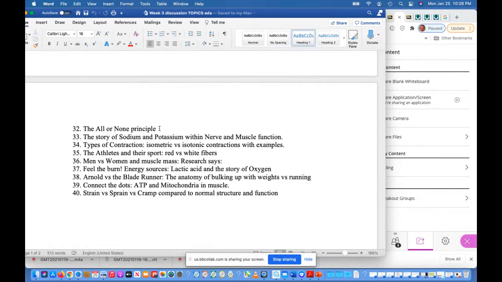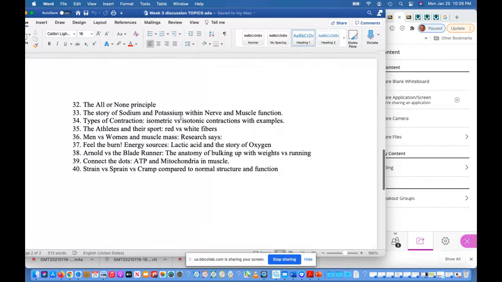The all or none principle is about nerve impulses going to muscle. The sodium and potassium with nerve impulse. So you're going to learn about depolarization and action potential. I also have this in some of my videos, the types of contraction. There's concentric, eccentric, isometric. This is really cool.